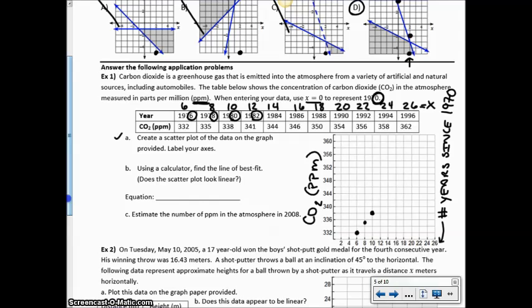12 is going to be 341, which is just barely above 340. 14 is 344, right on the dot. 16 is 346. Still go up just a little bit. 18 is 350. 20 is 354. 22 is 356.